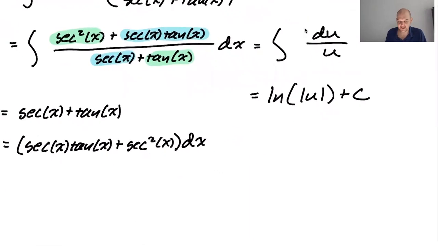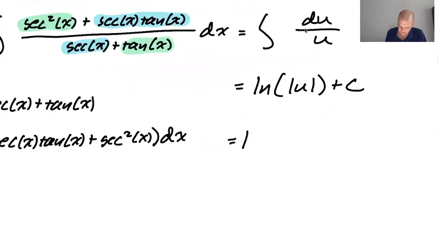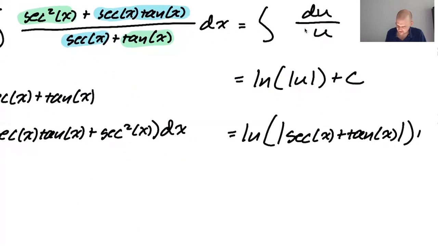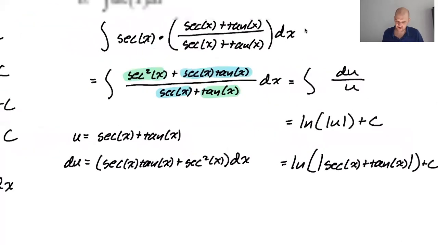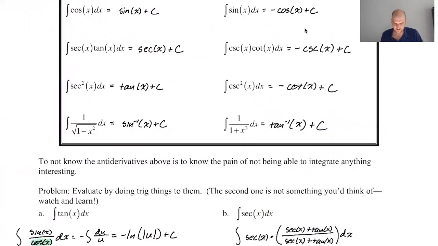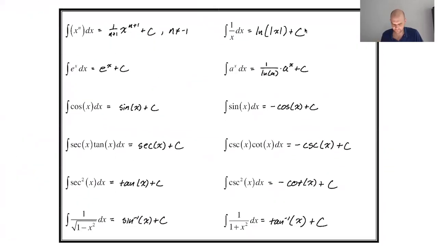And then u is secant x plus tan x. Natural log, absolute value. This one comes up surprisingly often. I mean, the fact that it ever comes up would make it surprising. And then the fact that it's not uncommon, it will come up. The antiderivative of secant is the natural log of the absolute value of secant x plus tan x plus c. Crazy. All right, so these are things you need to memorize for sure.